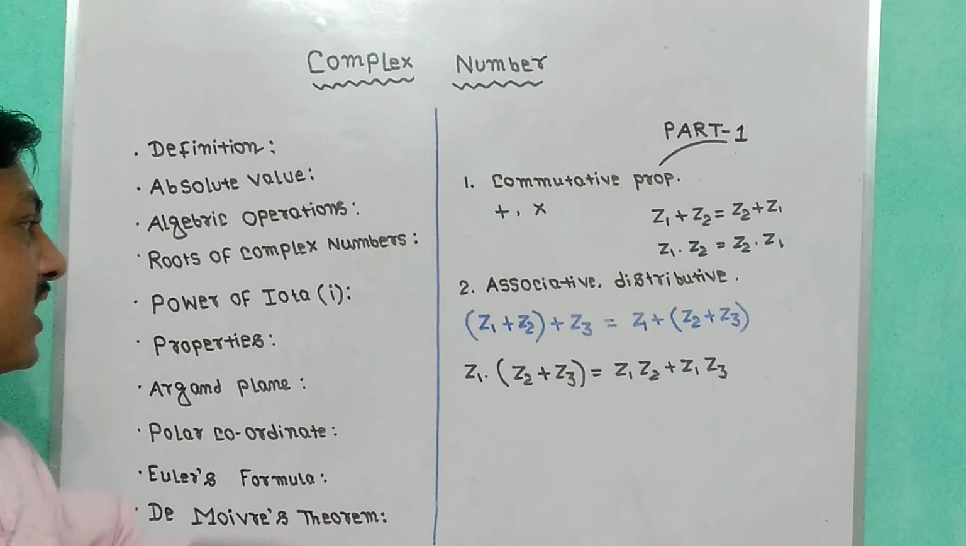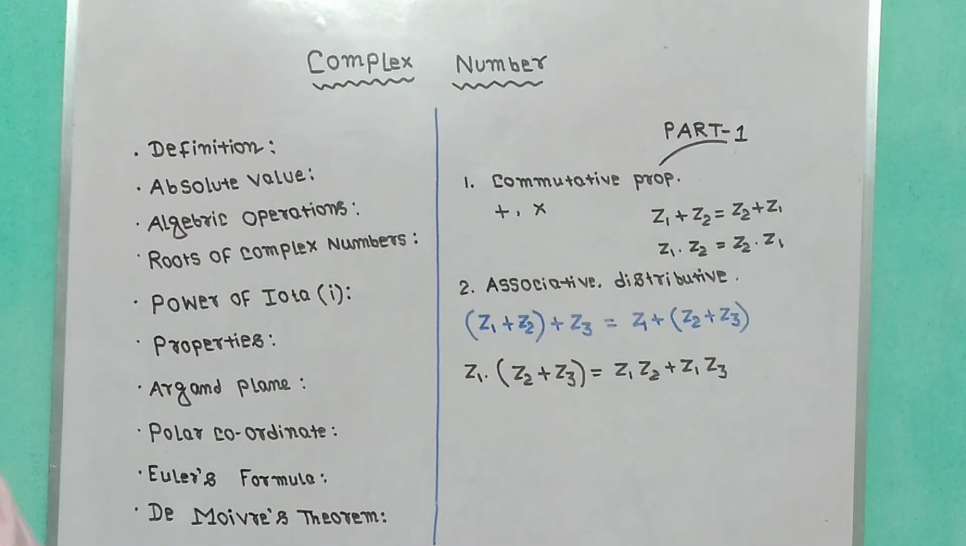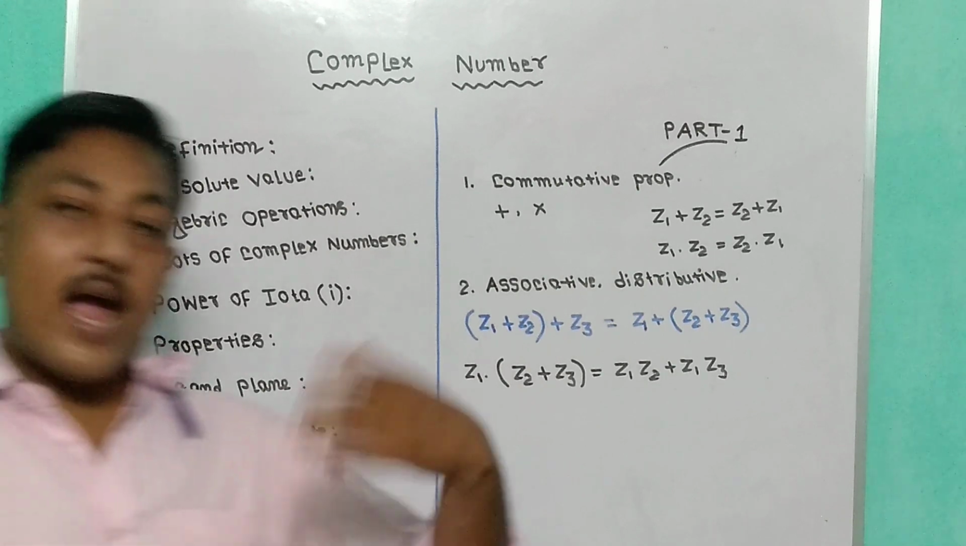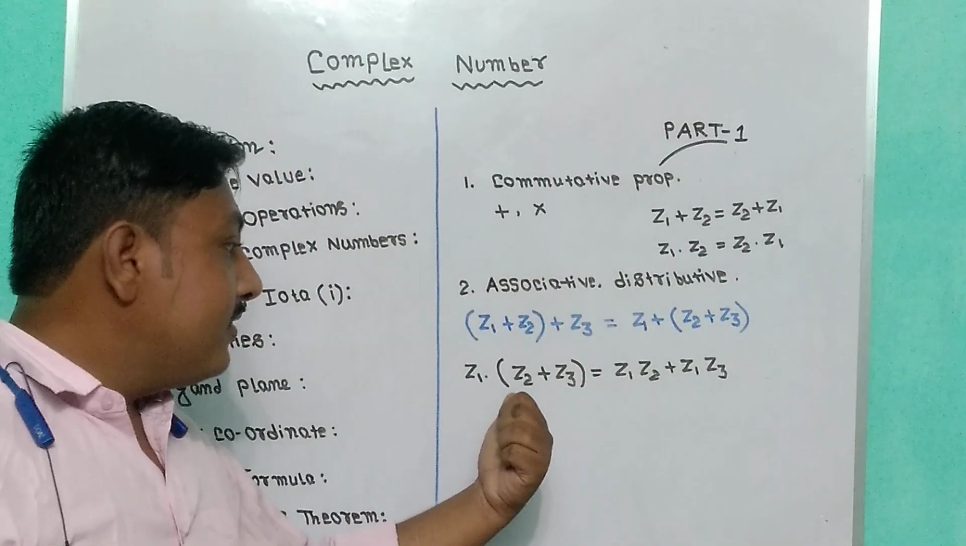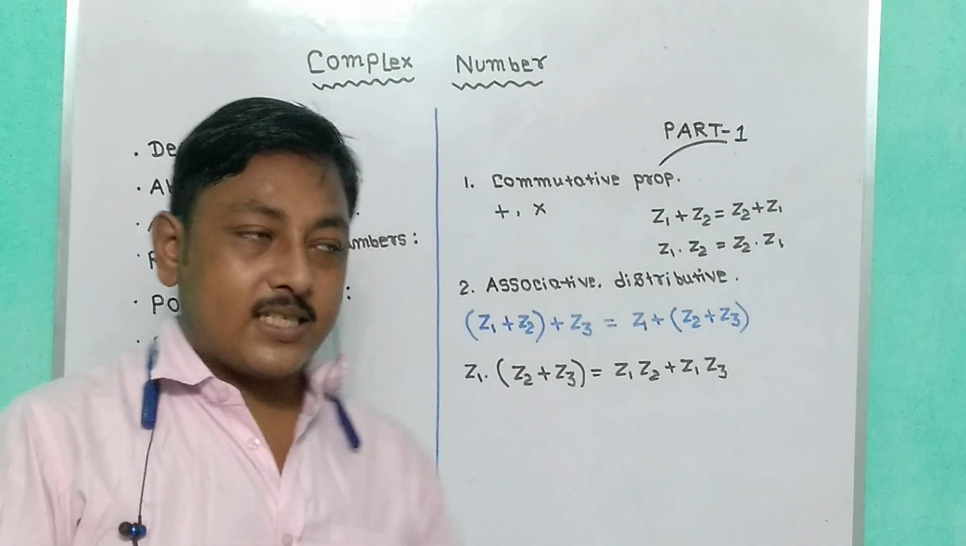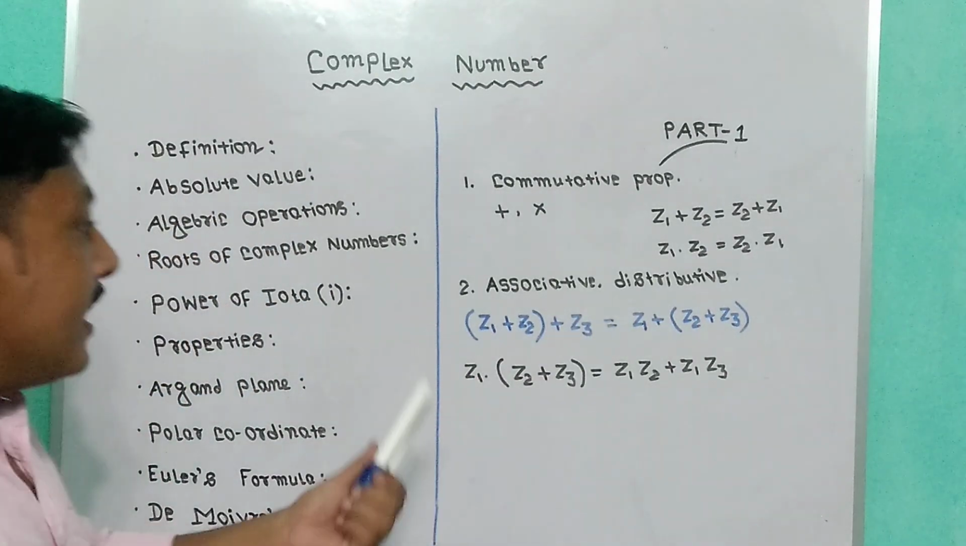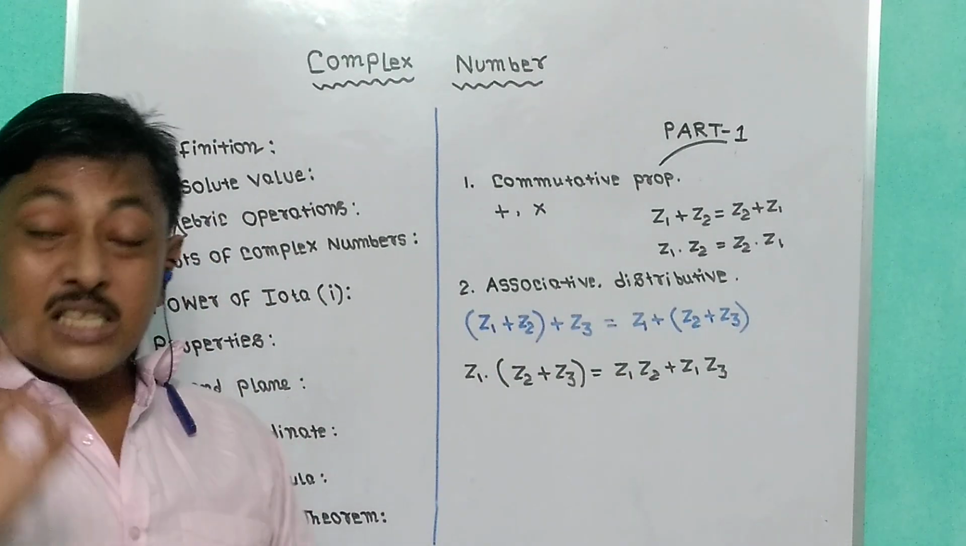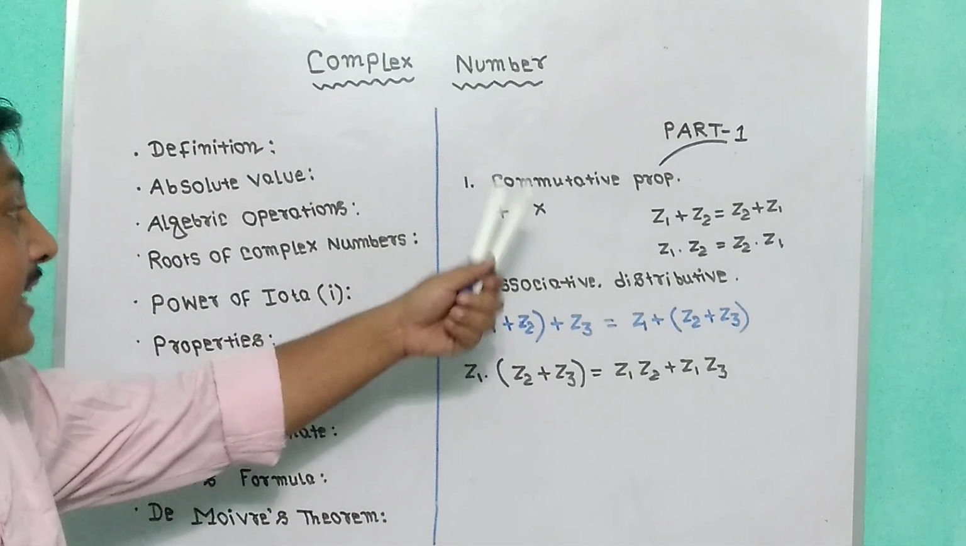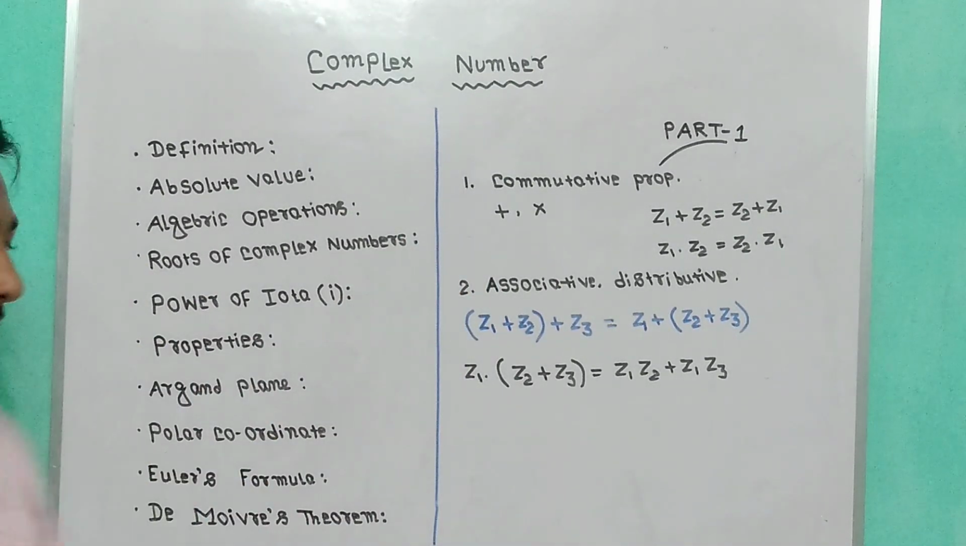So here you can check these formulas. How? Now you just choose z1 equals one complex number, z2 equals another complex number, and z3 equals another complex number. You just put them here, then the left hand side and right hand side must be equal for addition and multiplication. Okay.